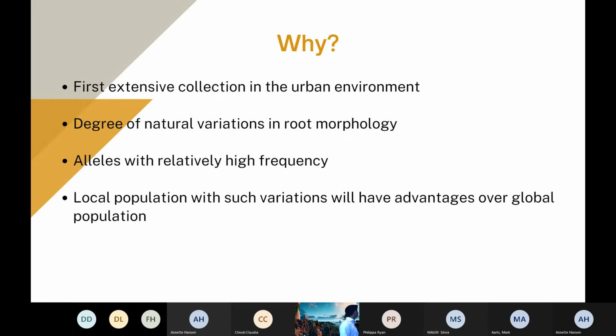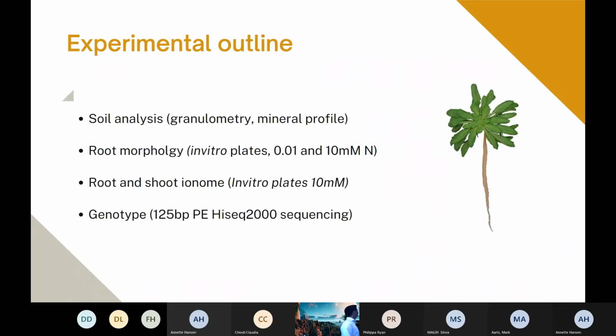To give you an experimental outline, we did soil analysis, granulometric and mineral profile of the soils. We did root morphology in in vitro plates and also in common garden experiments in low and high nitrogen. We measured root and shoot ionomes with high nitrogen, and we genotyped using heterocode sequencing.